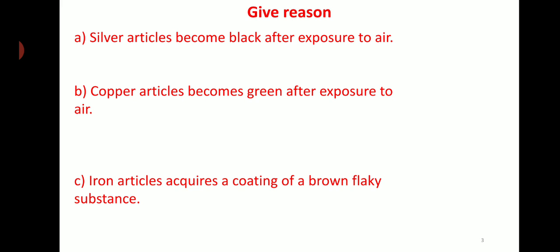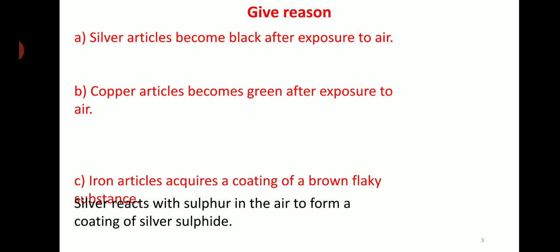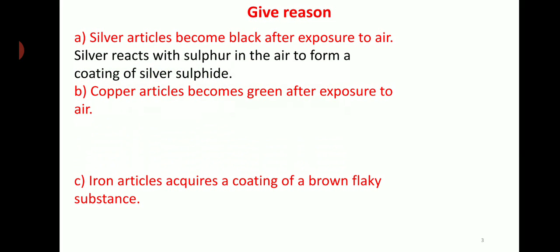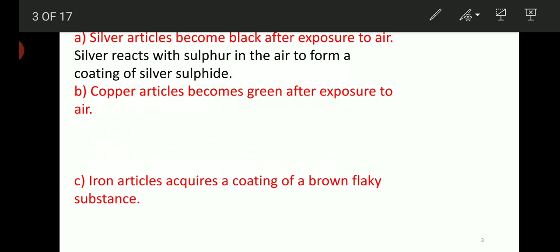Silver articles become black after exposure to air. You might have seen silver vessels after many days, what happens? They become black. Do you know the reason why it happens? Because when silver reacts with sulfur in the air, it forms a coating of silver sulfide. That black colored substance is nothing but silver sulfide.